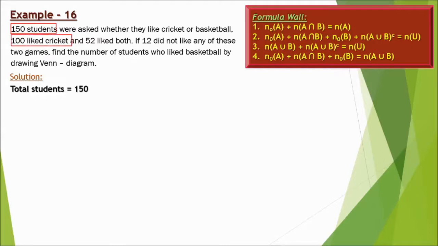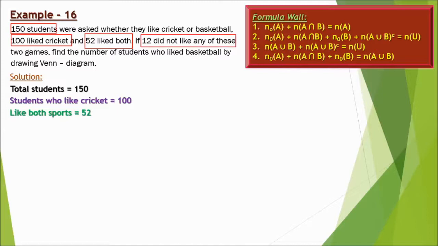There are 100 who like cricket. Among them, 100 say, okay, I like cricket. Students who like cricket are 100, and 52 like both. So 52 like both sports equally. Let's write 52 for those who like both sports. And 12 did not like either of these two games. See, 12 did not like any of these. They are out of the ring, isn't it?